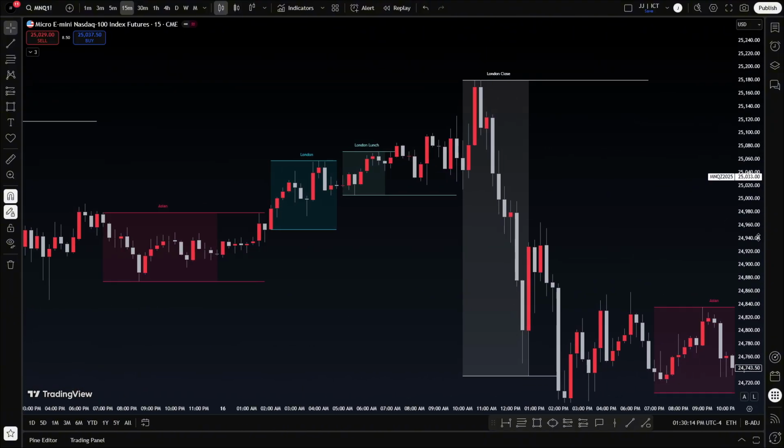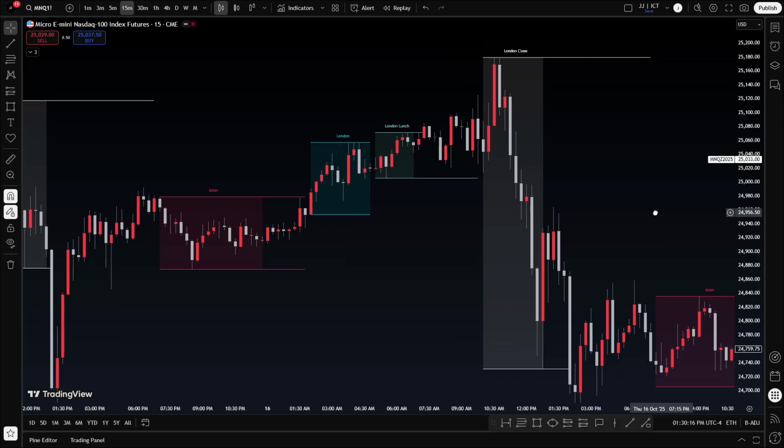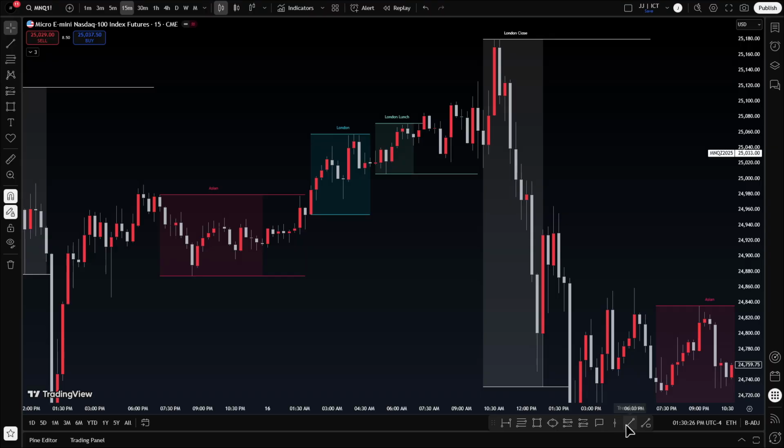Here we are, right here. So we got Asia low, Asia high, London low, London lunch high, London lunch low. You get the point. You see what's happening here. So we can clearly see that the kill zone's highs are being purged. This is causing a what? A buy-side liquidity purge.